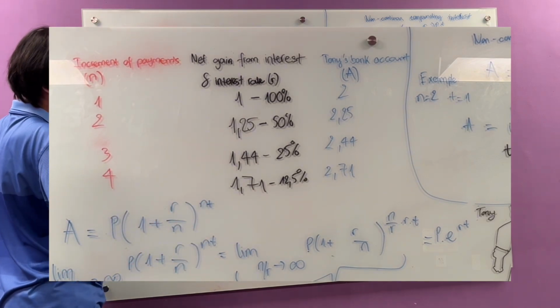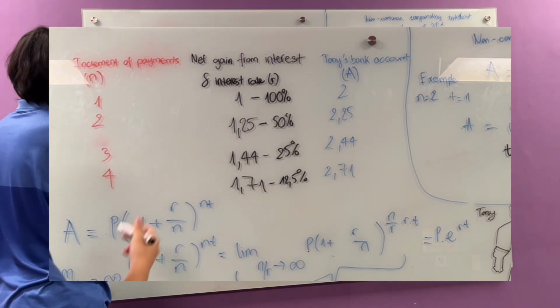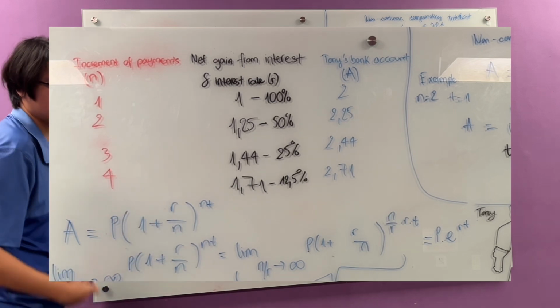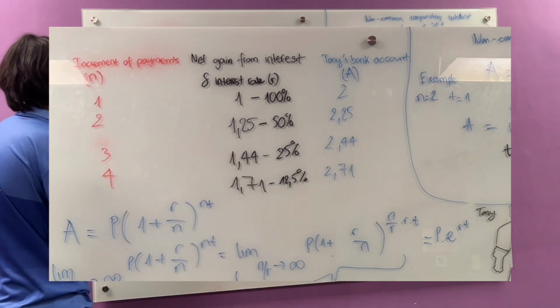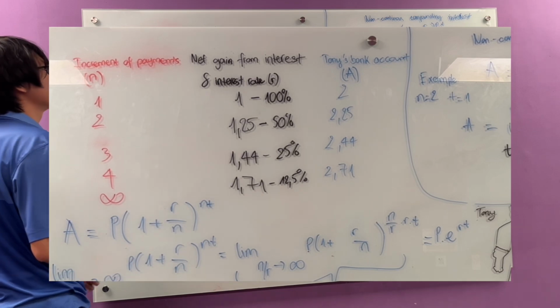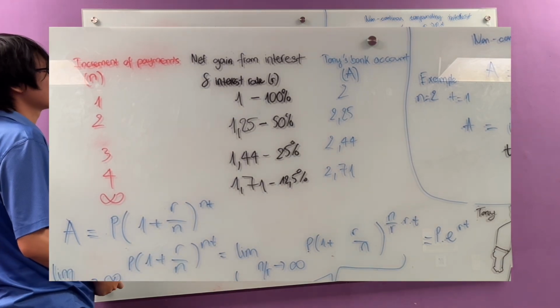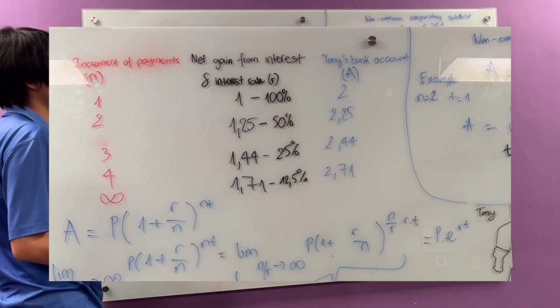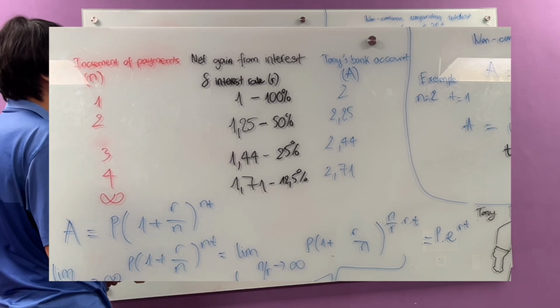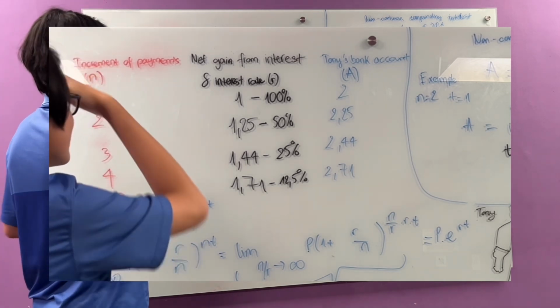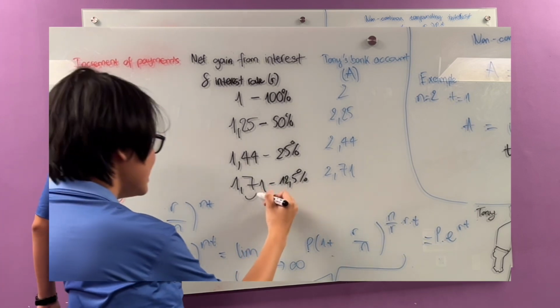Now, as the increment of payment approaches infinity, for some reason, he doesn't receive more money. Why is this? How is this possible? Well, that's because he has discovered e.